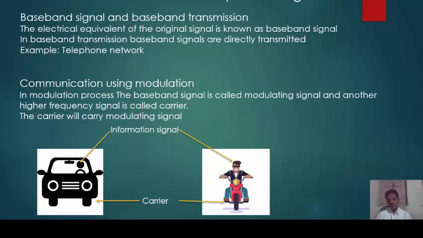So the modulating signal is the baseband signal, and these two signals are mixed in the modulation process. And here the function of the carrier is to carry the information, that is, to carry the modulating signal. This is the modulating signal. The baseband signal is the modulating signal. Here this is a motorcycle, and this is a man who sits on the motorcycle.